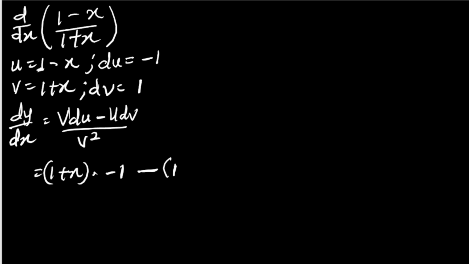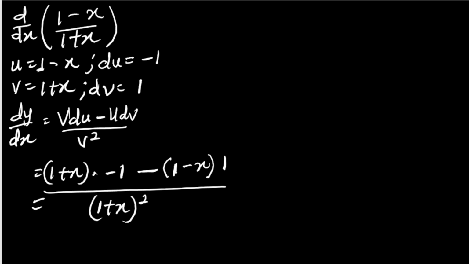Minus u, where u is 1 minus x, and we have dv to be 1. All divided by the value of v squared. V is 1 plus x, but we're having v squared, that is 1 plus x squared. Looking at the upper part, we can say that this should be equal to minus 1 times 1 plus x, then minus 1 times 1 minus x, divided by 1 plus x all squared.